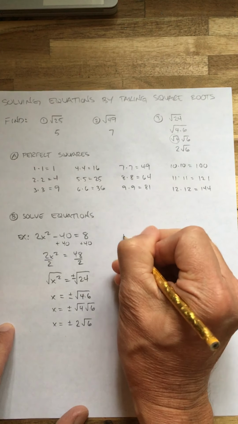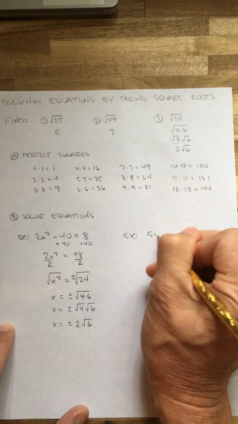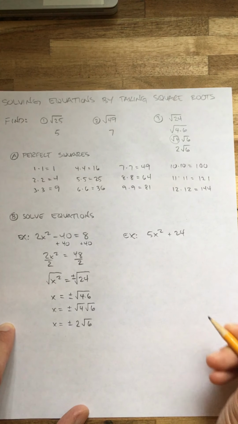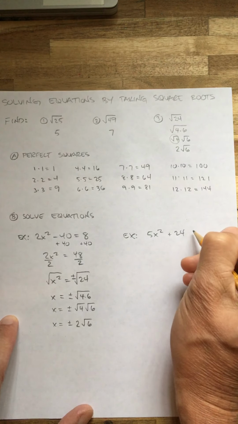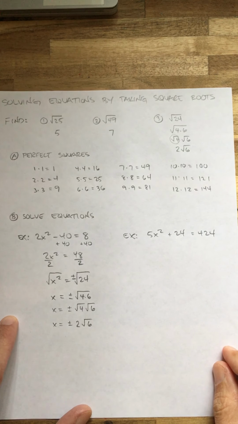Let's do another one. All right, how about, let's see, 5x squared plus 24 equals 424. I know the numbers are getting kind of big, but I wouldn't worry about it too much. Hopefully you have a calculator.